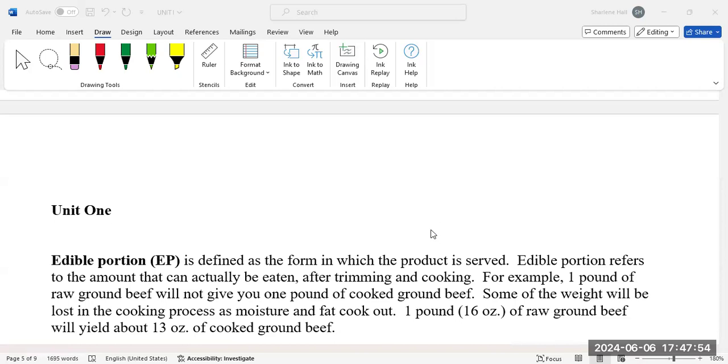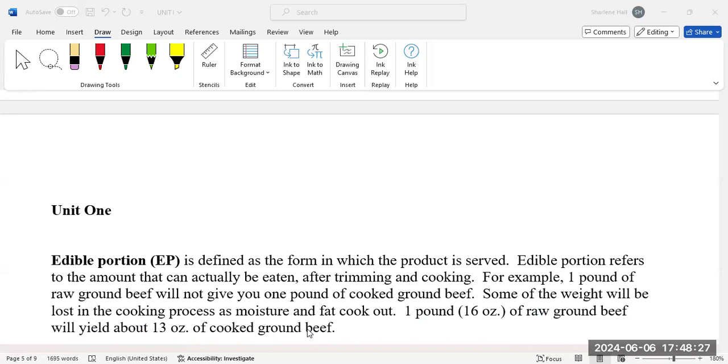So whenever you're doing your stuff, you have to be very careful. If I want a pound of ground beef, edible portion, I can't start off with a pound. I have to start off with more than a pound. Can anybody see that reasoning? Is it logical? Does it make sense? Yes, sir. So 1 pound of raw ground beef will yield about 13 ounces of ground beef.